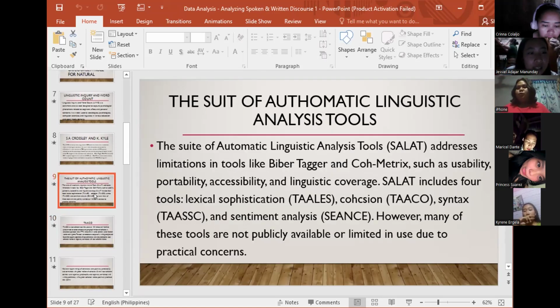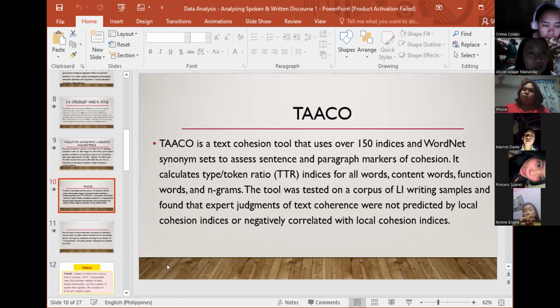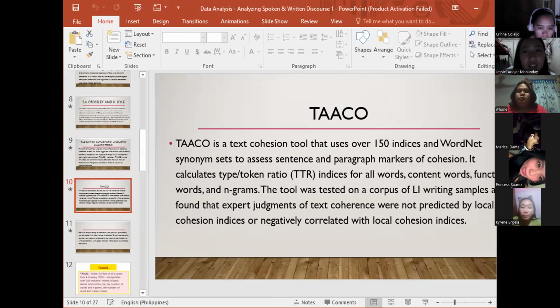And then the next one is TAACO. I am pronouncing it. So TAACO is a text cohesion tool that uses over 150 indices and WordNet synsets to assess sentence and paragraph markers of cohesion. So we can see the example of all of this from Lawrence. So that's all. Thank you.